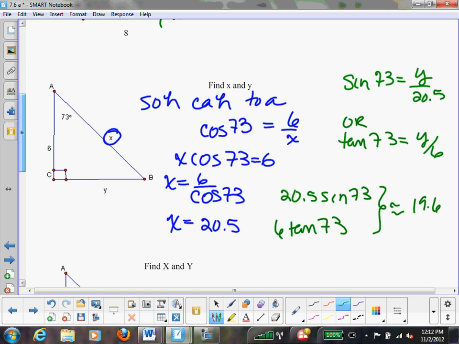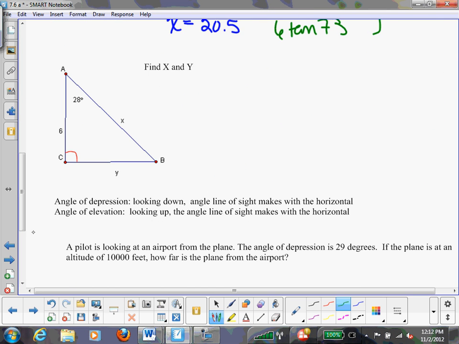Are we all good with that? Exactly. All right. Here we go. You do that one yourself. Figure out x and y in whichever way you want. Decide if you want to find x first or y first. I don't care.